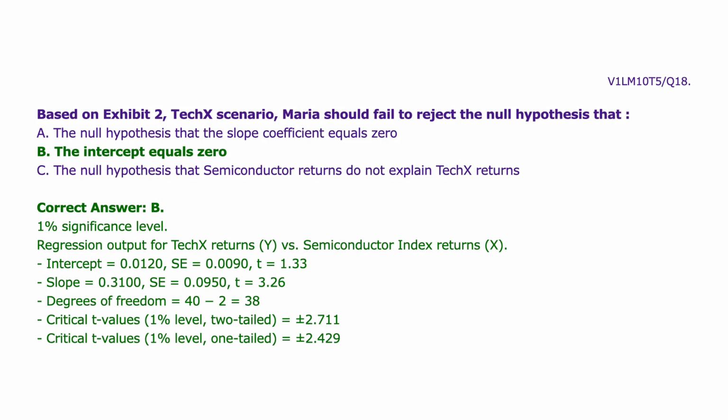T-statistics from Exhibit 2: 1.33 for the intercept and 3.26 for the slope. Focus on the use of the two-tailed critical t-value, 2.711, which is the correct benchmark for testing if a coefficient is significantly different from 0 at the 1% significance level.